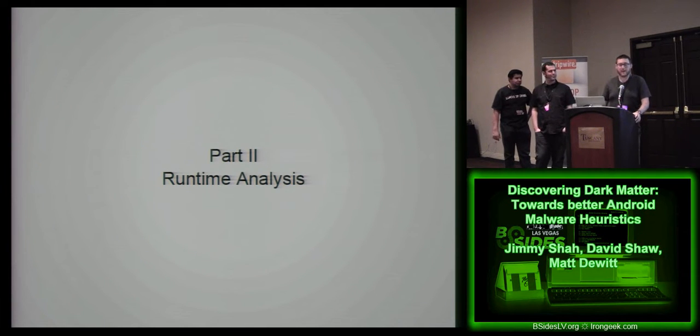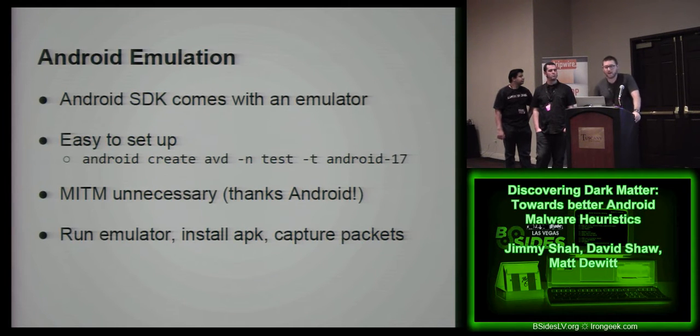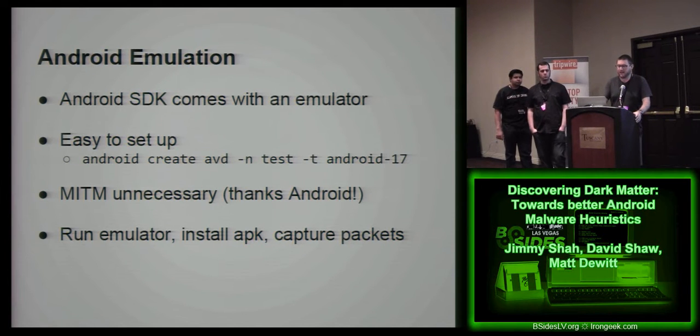So now that we have the short list, we can actually move into part 2, which is runtime analysis. We're actually running the app and seeing what it's doing at the time. The Android SDK comes with an emulator, which is great. You don't need to have a hardware device. It's basically designed so that when you're writing apps, you can test it. It's really easy to set up. Android create AVD with the name test, type Android 17.